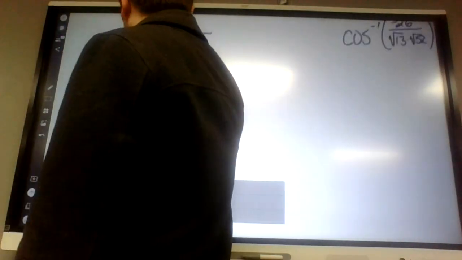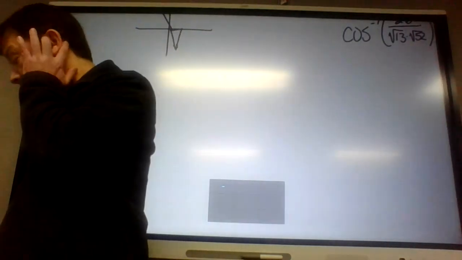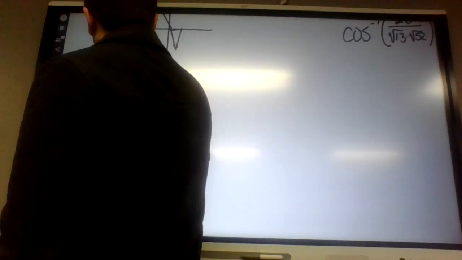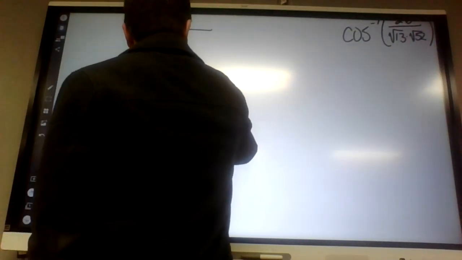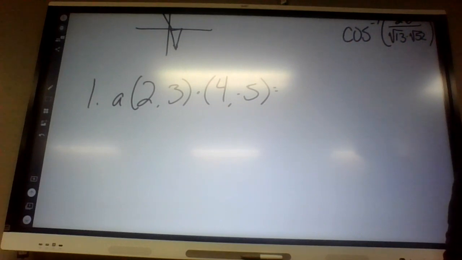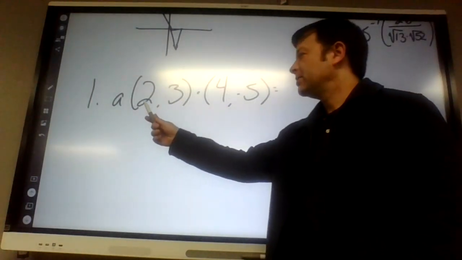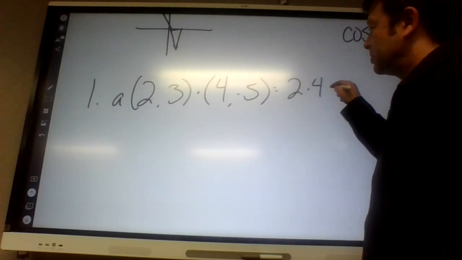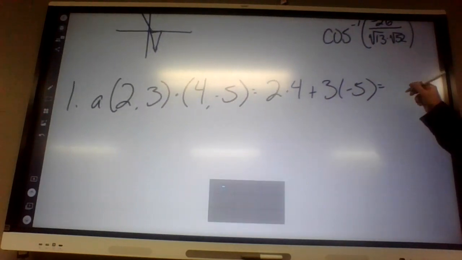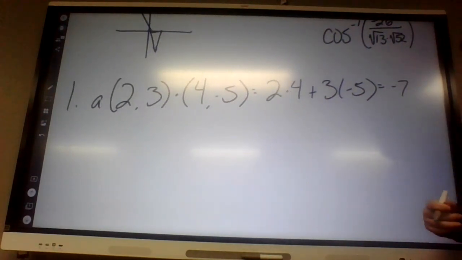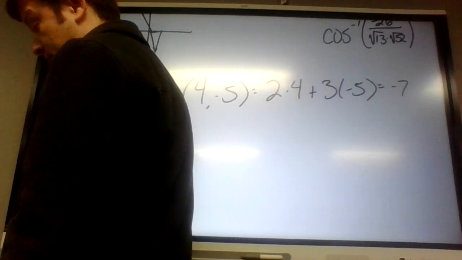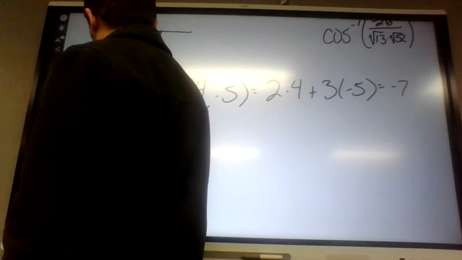Number 1, here we go. We're supposed to find the dot product of 2, 3, and 4, negative 5. So, you guys remember how I said to do it? 2 times 4 plus 3 times negative 5. This would be 8 plus negative 15. Negative 7.